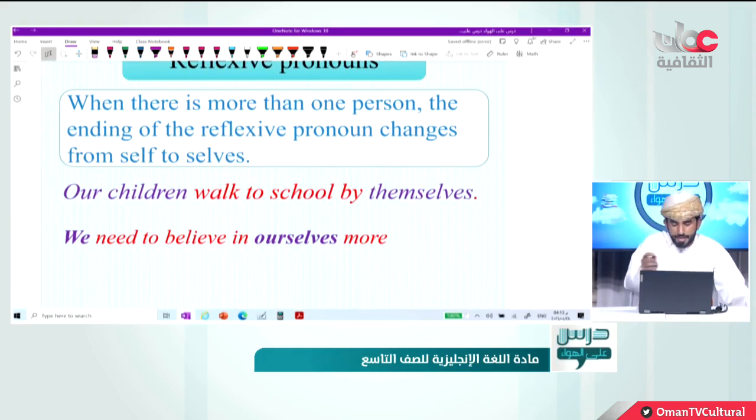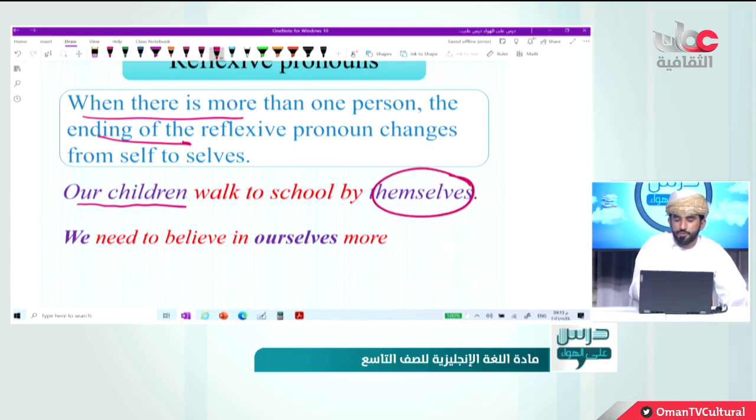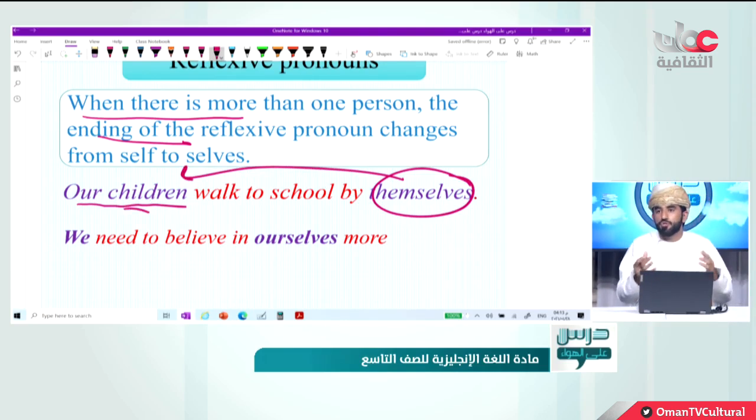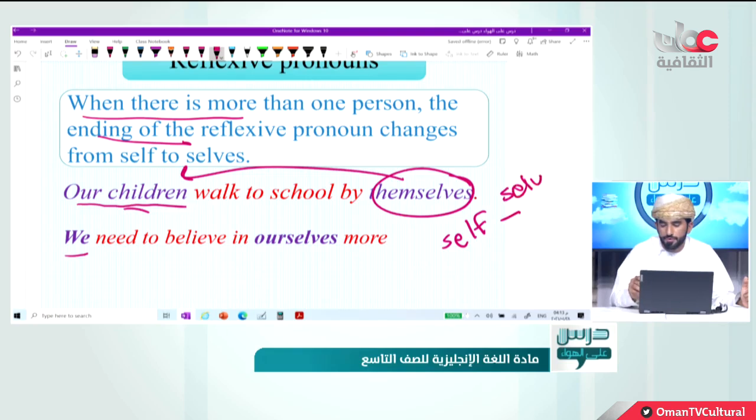Right. Again, children, for example, our children. In order not to focus on this whatsoever, you can just read it later. Let's focus on the sentence. Our children walk to school by themselves. Look, themselves refers to what? Our children, because we're talking about a group of people, children, kids. Again, we shift the self into what? Selves. Correct. See the point? If we're talking about plural, then we have to change the F into V and then add ES.